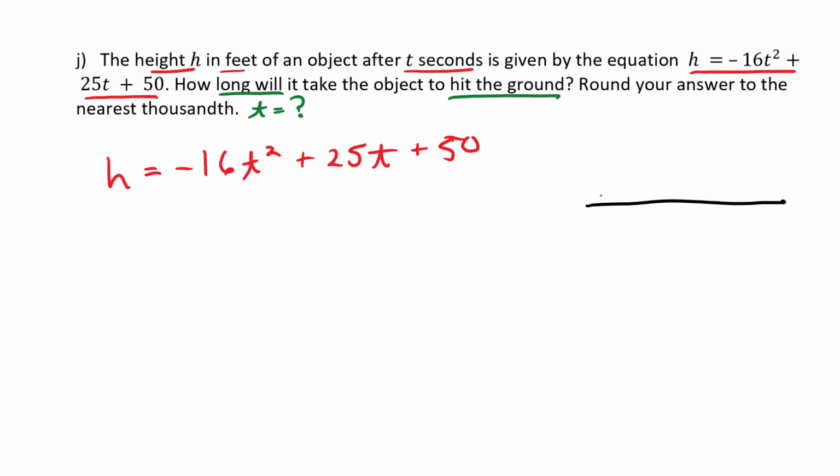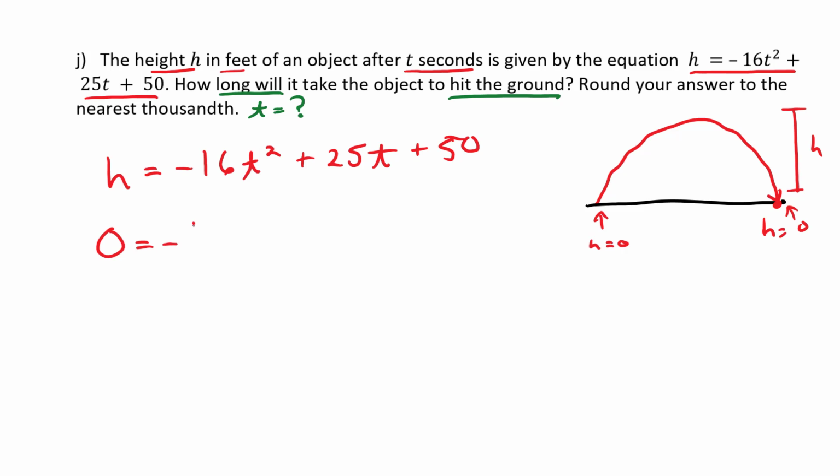If we take an object, we throw it up in the air, hits the ground. What's the height? Height is going to be 0. But if we throw it from the ground, there'll actually be 2 correct answers. So what we're going to do is we're going to set height equal to 0. This will be when the object is on the ground. Now we can solve this.